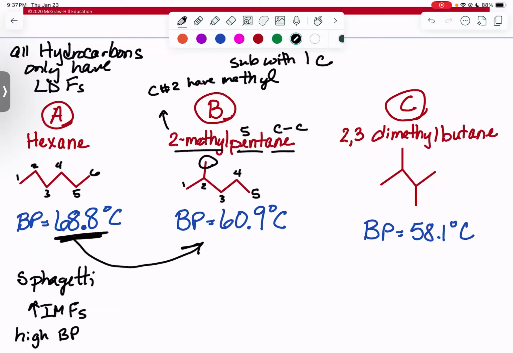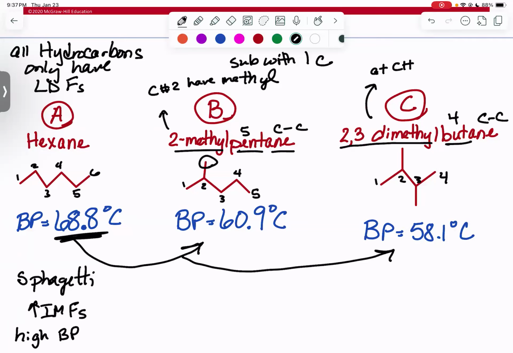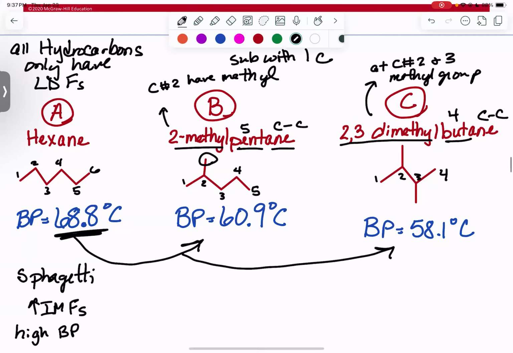And if I then go even and look at 2,3-dimethyl butane, meaning 4, so that's 1, 2, 3, 4. It's all carbon-carbon single bonds, and then dimethyl. So 2,3-dimethyl. That's telling me that at carbon number 2 and carbon number 3, there's a methyl group. So I have a methyl group here and a methyl group here. So basically, hexane looks like spaghetti, and I'm going to say that 2,3-dimethyl butane looks like meatballs.